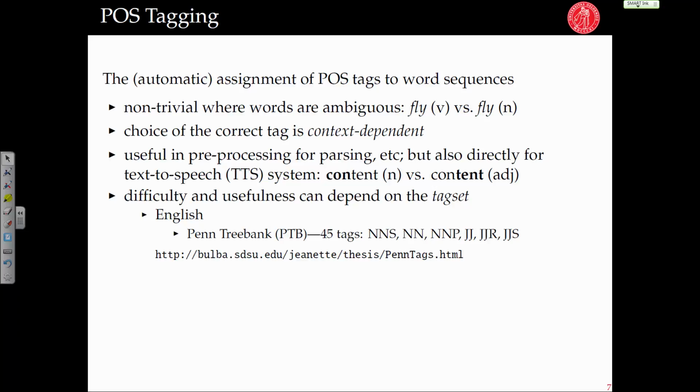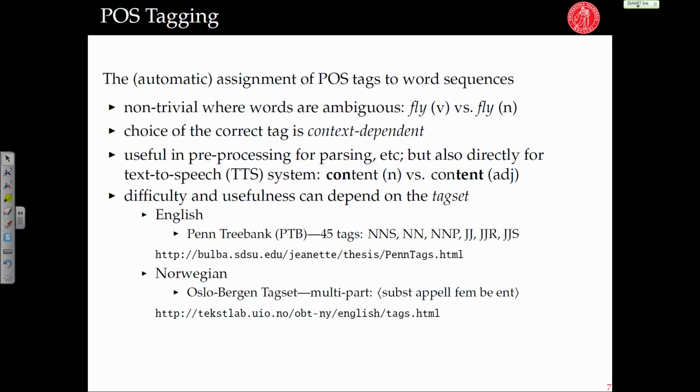What we care about here is that we have 45 tags and we want to assign them to sentences, sequences of words. There's a similar thing for Norwegian, but I'm not sure I actually completely understand it. But I kept it here, in case you want to look it up later on. So there's also a tag set for Norwegian.